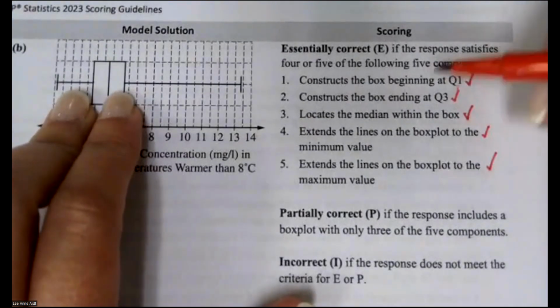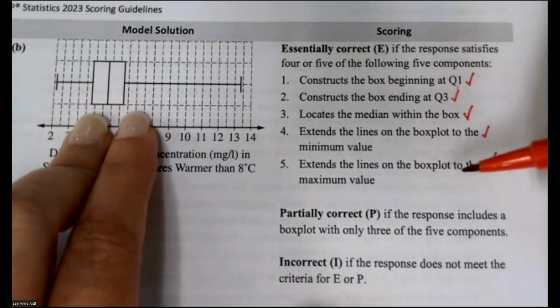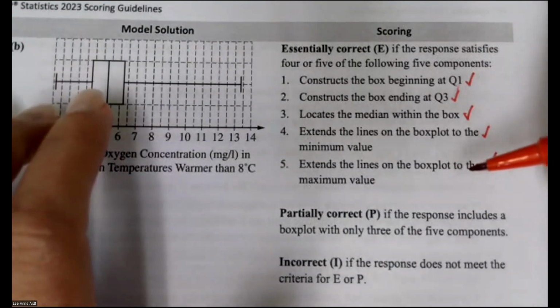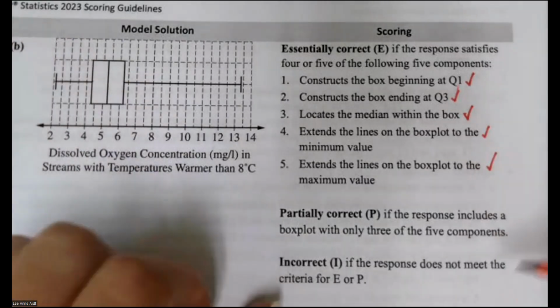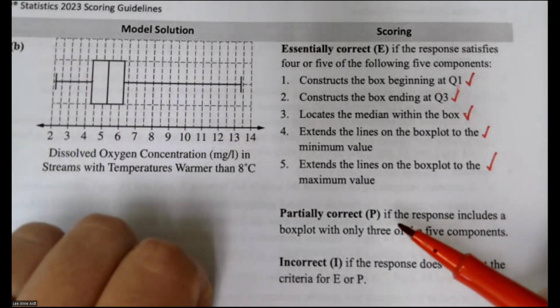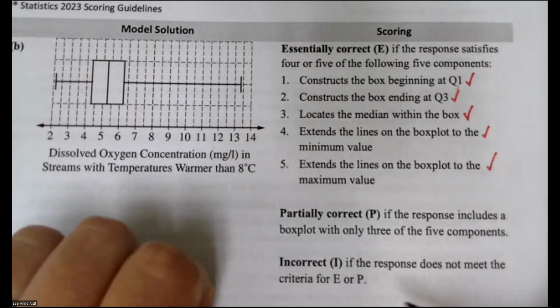If you got 4 or 5 of those, my goodness. If you didn't, just don't tell me. They wanted nothing. You get a P if you have only 3 of the 5 of those components and an I otherwise.